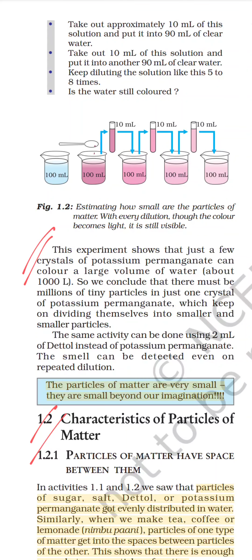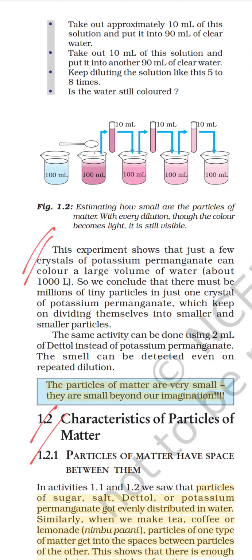Take out approximately 10 ml of this solution and put it into 90 ml of clear water. Next, take out 10 ml of this solution and put it into another 90 ml of clear water. Next, keep diluting the solution like this 5 to 8 times. Is the water still colored? Here are 5 beakers with 100 ml of solution in the experiment.